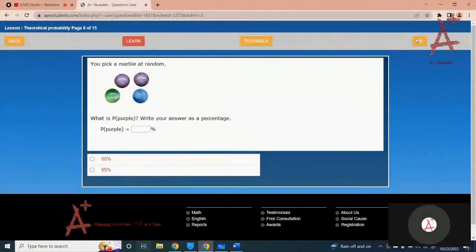You pick a marble at random. What is the probability of getting purple? So the total marbles are 4, and out of the 4, 2 of them are purple. Got it? So that means you have 2 over 4, and 2 over 4 equals 50%. Got it?